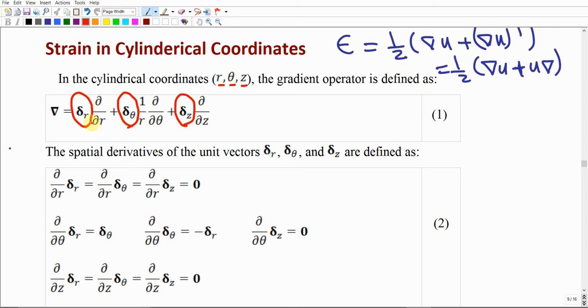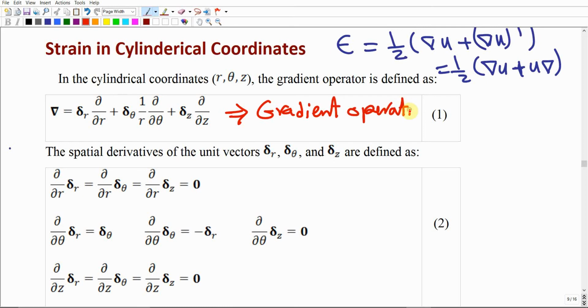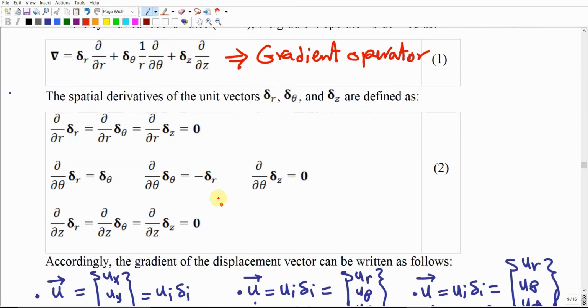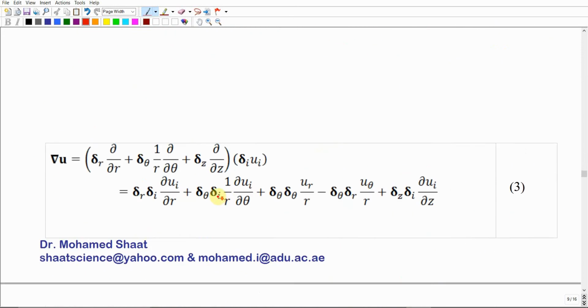This is like the x component. This is the r component. This is the theta component, which is 1 over r, ∂/∂θ. And this is the z component, ∂/∂z. So these are the three components of the gradient operator. This is the gradient operator in the cylindrical coordinates. Make sense?